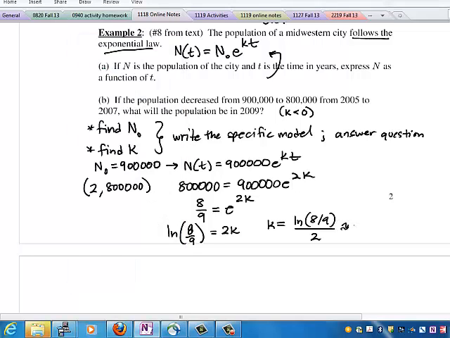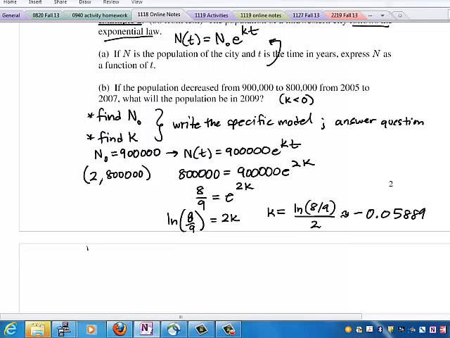And then we'll write down the approximate value here, negative 0.05889. And then we can update our model. N of t is 900,000 e to the roughly negative 0.05889t.